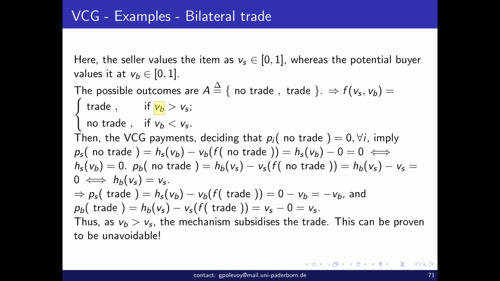So the mechanism needs to subsidize the trade, and this can be proven to be necessary for such a mechanism. We don't prove it now, but it can be proven to be necessary. It's not a problem. We didn't assume the mechanism does not need to subsidize the trade, but here just notice the total payment is Vs minus Vb, which is negative.